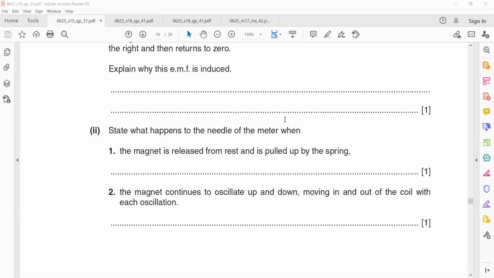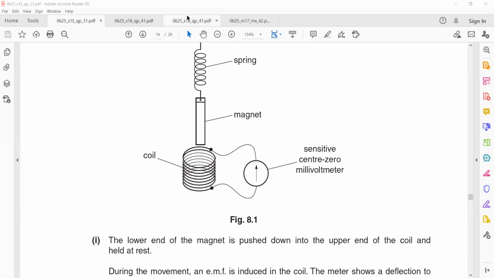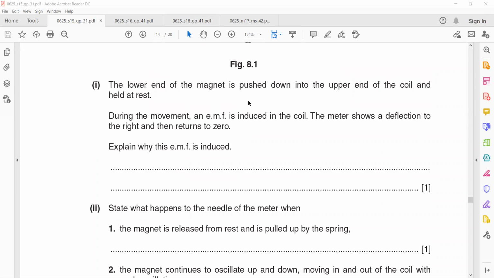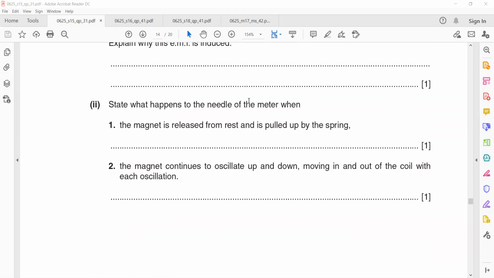What happens to the needle of the meter when the magnet is released from rest and pulled up? If it is released from rest and pulled up, meaning moving up, which direction will the needle deflect? When it was coming down, the needle was deflected towards the right. Now it's going up, so the needle will deflect in the opposite direction, or anti-clockwise. The magnet continues to oscillate up and down. If the magnet is moving up and down, what will we observe about the deflection of the needle?